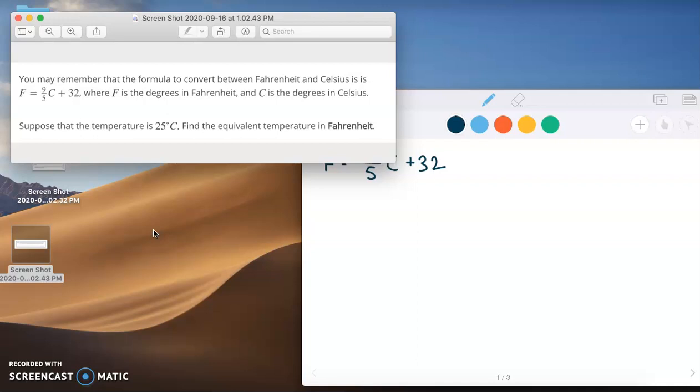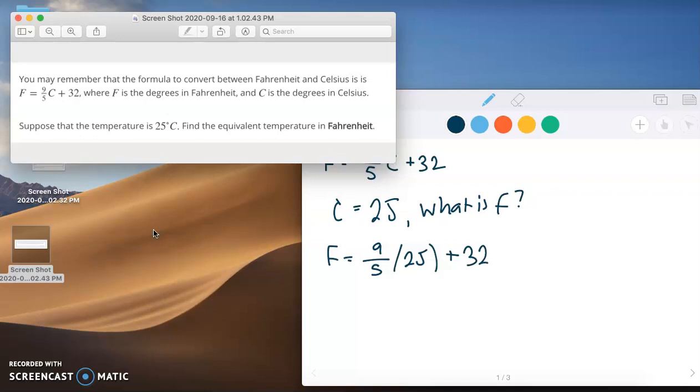So what they're saying is given C equal to 25, what is F? All right, so we're going to say F equals 9/5 times 25 plus 32. Now we just need to do the math, right? Remember when we have 9/5 times 25, that's the same thing as 9/5 times 25/1. Remember, you can cancel this out, right? So that gives us 45.